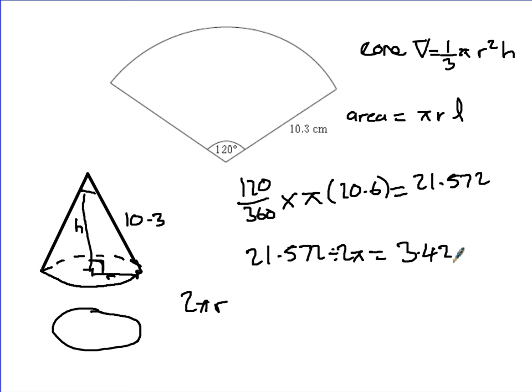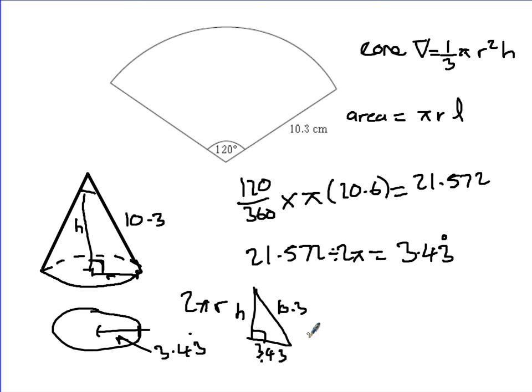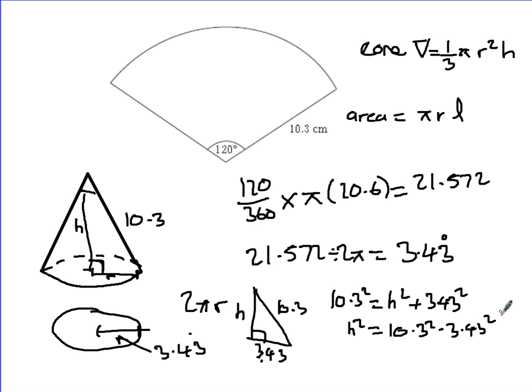So the radius of this shape is 3.43 recurring, and then you've actually got a right angle triangle, with 10.3 there. This is 3.43 recurring. So we're going to square the 10.3, square the 3.43. Using Pythagoras, the hypotenuse squared is equal to the two sides squared added together. So h squared will be 10.3 squared minus 3.4 squared.